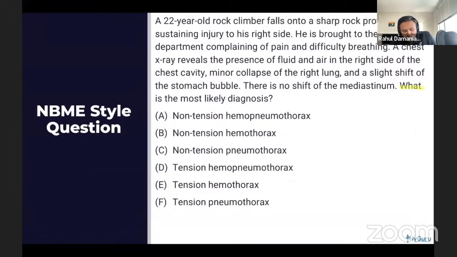All right. So what is the most likely diagnosis? A 22-year-old rock climber falls onto a sharp rock protrusion, sustaining injury to his right side. He is brought to the emergency department complaining of pain and difficulty breathing. A chest x-ray reveals the presence of fluid and air in the right side of the chest cavity, minor collapse of the right lung, and a slight shift of the stomach bubble. There is no shift in the mediastinum, excuse me. What is the most likely diagnosis? Non-tension hemopneumothorax, non-tension hemothorax, non-tension pneumothorax, tension hemopneumothorax, tension hemothorax, or tension pneumothorax. What do you think is the best answer here?